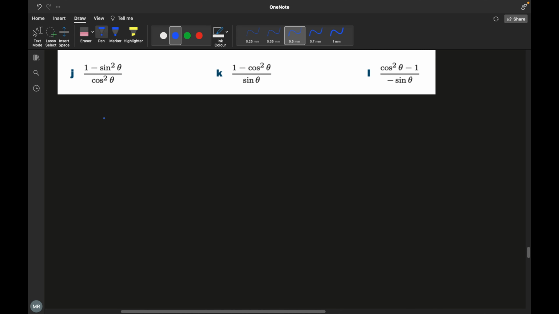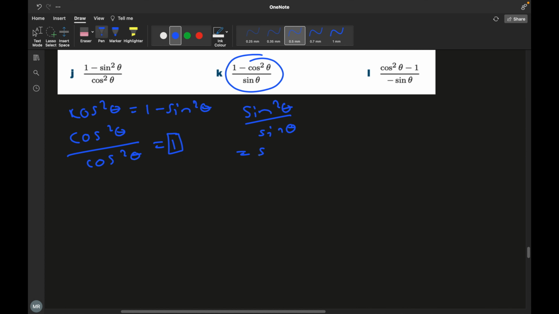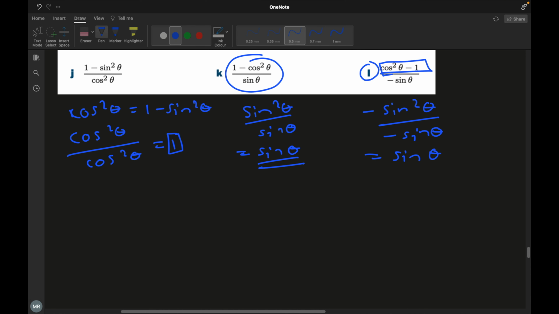Now let's look at this. We know that cos squared theta plus sine squared theta is 1. When we make cos squared theta the subject of the equation, we get the following. Now let's plug this back. We get cos squared theta divided by cos squared theta. Anything divided by itself is 1. Simple, right? Now let's do this. It's going to be the same thing. It's going to be sine squared theta by sine theta, which is sine theta. Let's solve this one. Okay, this is in the reverse order. This is basically going to be minus sine squared theta by minus sine theta. Minus sine theta and minus sine theta get cancelled, leaving us with sine theta. This is the answer.